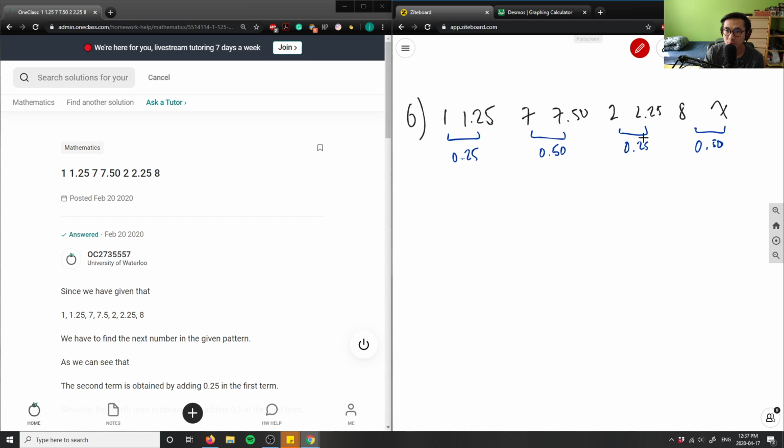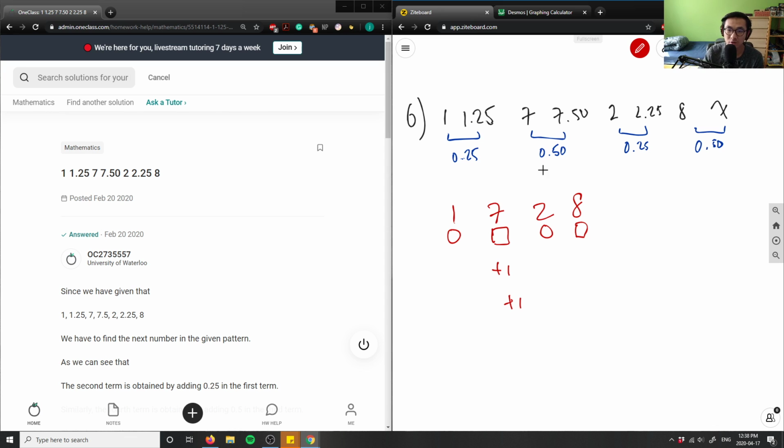So these two are the patterns for these two. And let's look at, I'll do this in red, the pattern of the whole numbers here. So I have 1, 7, 2, and 8, right? If I look at the difference between this number and this number, it's simply plus 1, right? And then between this number and this number, this here is plus 1 as well.